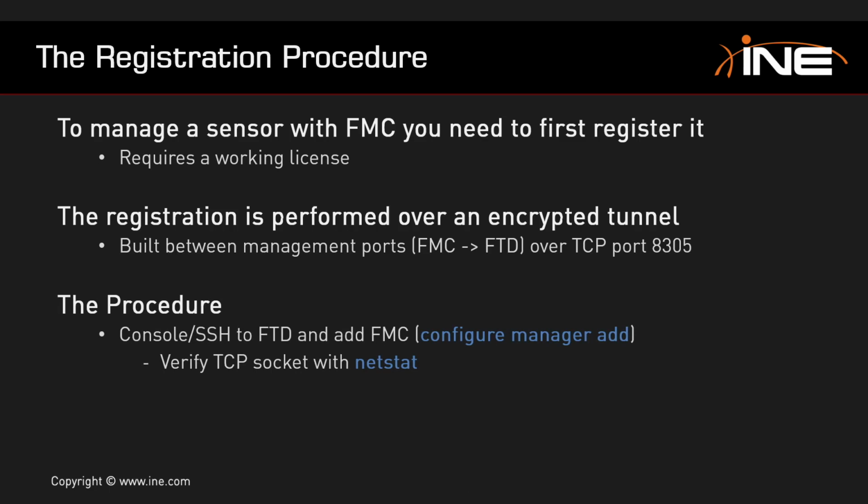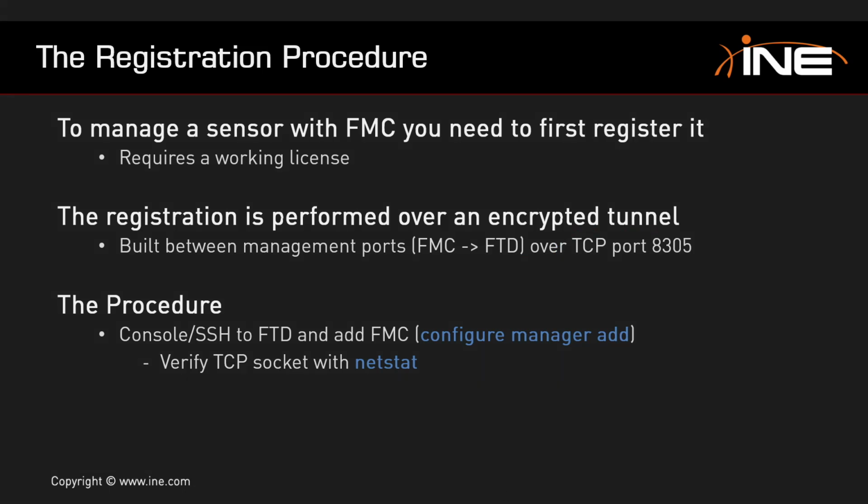Now, to make this work, the first thing that we will have to focus on is the configuration of the FTD. So we will have to connect to FTD using ideally SSH, and we will have to issue the configure manager add command. Now, this is going to open a local socket TCP port 8305 so that we can connect from FMC so we can build our secure encrypted tunnel.